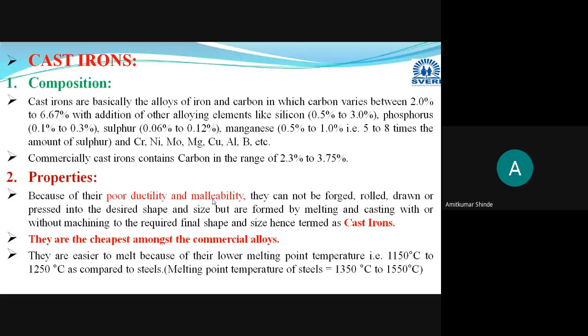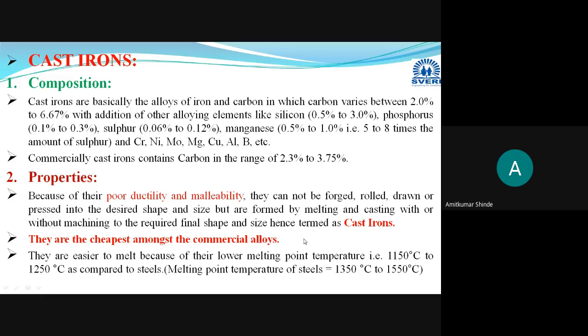And at the end, if any machining is required, you can do the machining, or sometimes we get our final product without machining. Only the casting process can be used for giving the desired shape and size to these kinds of materials. That's why these materials are named cast irons. To understand where the name cast iron came from, you should understand these properties.